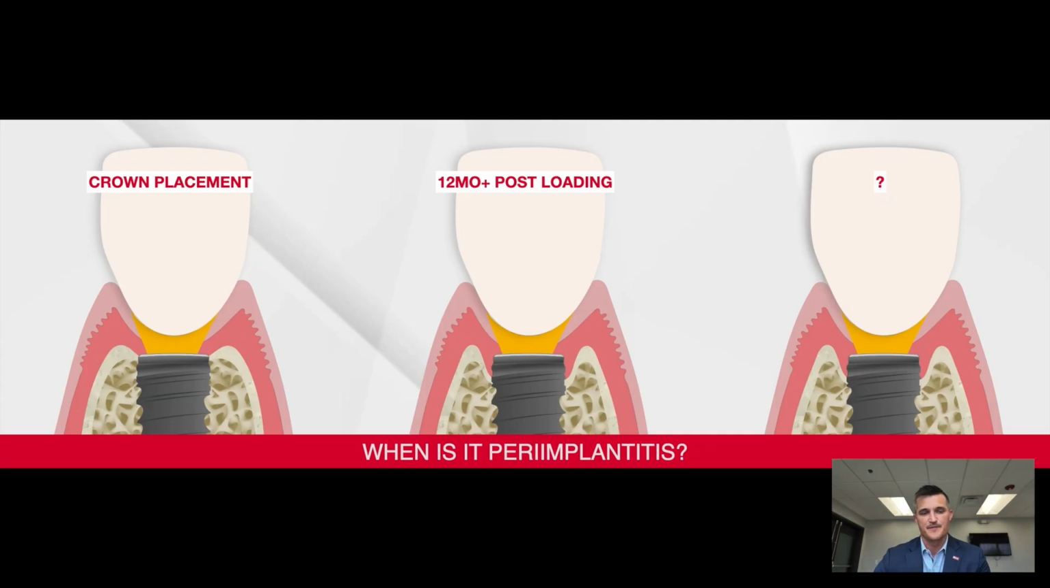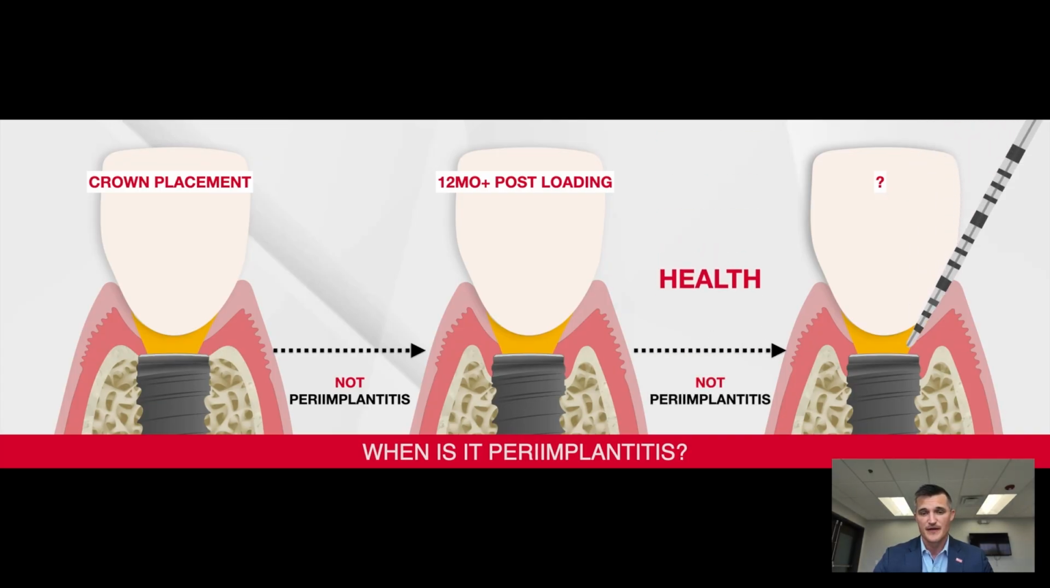When you see this timeline, we have on the left side crown placement, or this could be also healing abutment placement. 12 months later, we can see that there's been a little bit of bone loss on this implant. Within this first 12 months, we associate this with a physiologic process. We call this marginal bone loss, physiologic remodeling, aseptic bone resorption. It's all synonyms for the same thing, non-disease related bone loss. So that's what's happened on this illustration in the middle. We have a little bit of bone loss at this time, and it's within the first 12 months after loading.